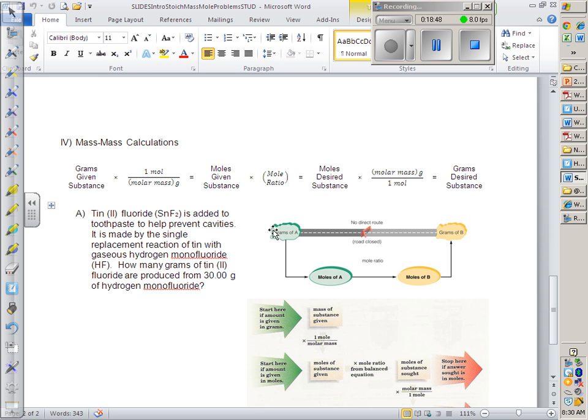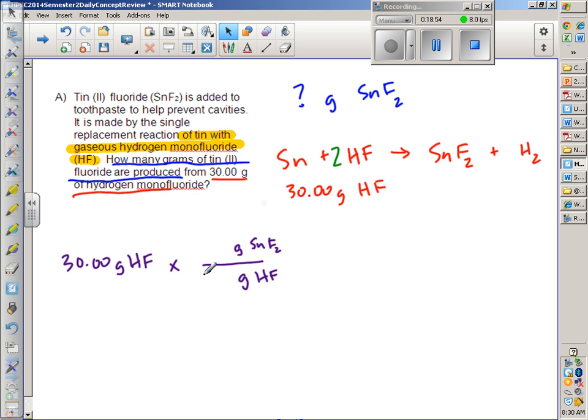It doesn't get any more subtle than that, right? So, we can't go directly from grams of one thing to grams of something else because grams is not a unit that we can compare one to the other, right? So, what unit's going to have to go on the top of this conversion factor? Andy, go ahead. Moles of hydrogen monofluoride.